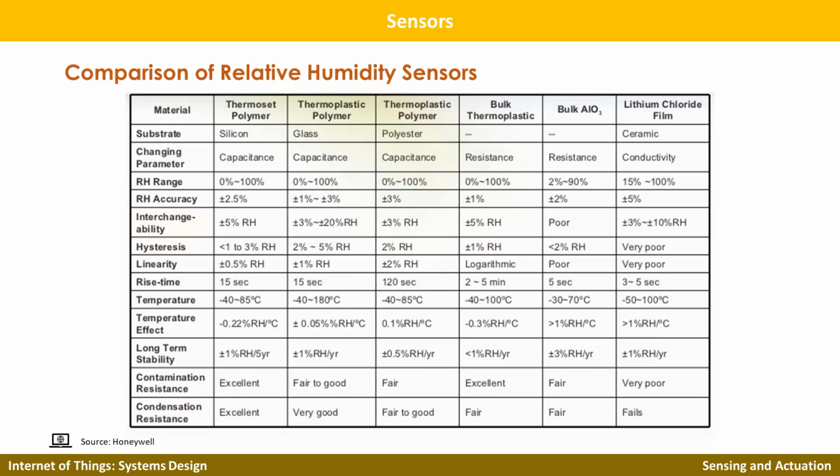This is a table of relative humidity sensors compared against different types. This table comes from a sensor manufacturer. I don't want to go into the details of this table, but the point I want to emphasize is that if you are looking for a very specific type of relative humidity sensor, you need to go into the details of the technical specification of each humidity sensor and pick the one that matches your requirement.